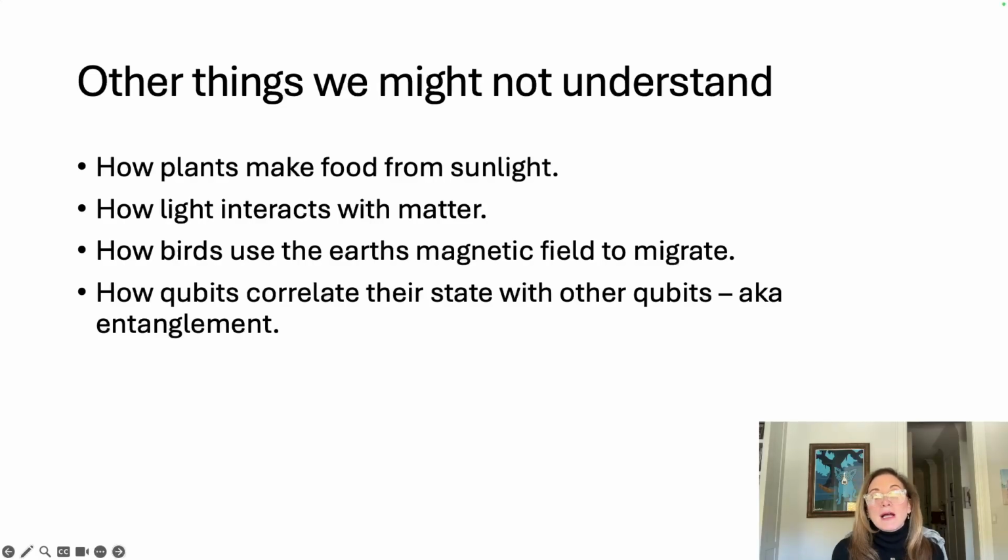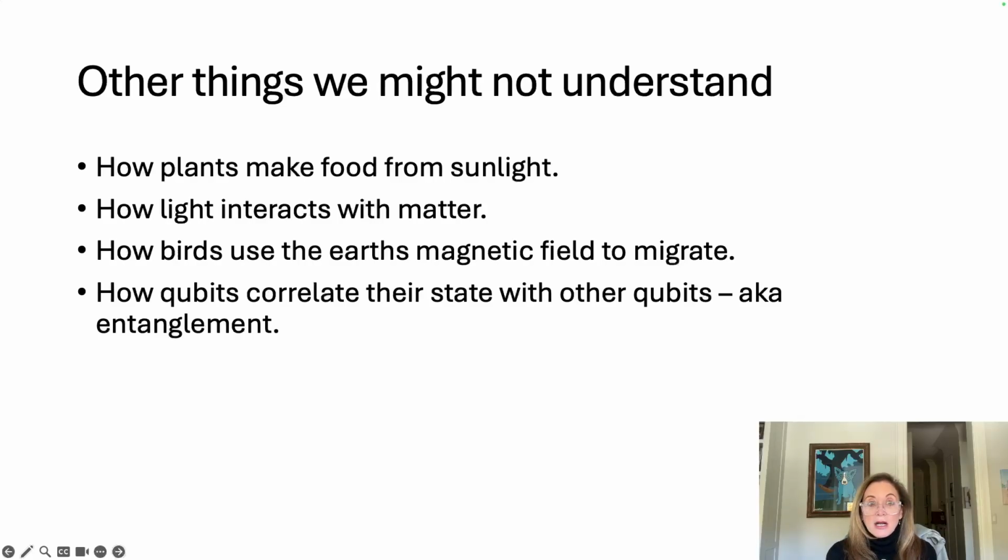I thought the Google guys did a really great job in applying quantum mechanics to real life and things that I just take for granted. So how plants make food from sunlight. This is just something that happens in nature, and it's super complicated, and apparently, according to Google, involves quantum mechanics. How light interacts with matter.